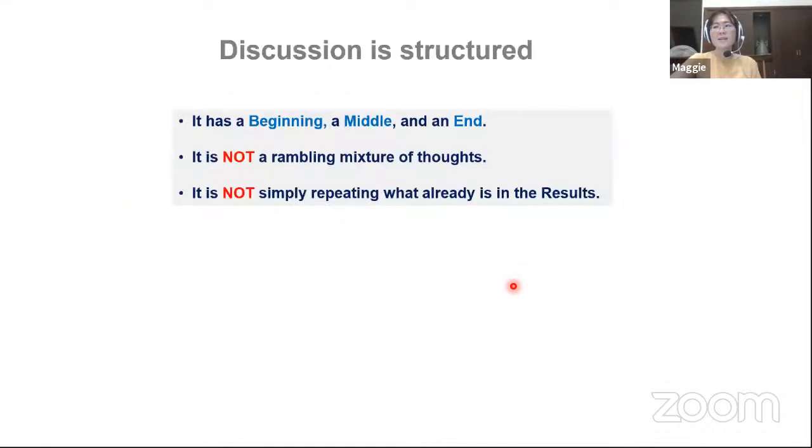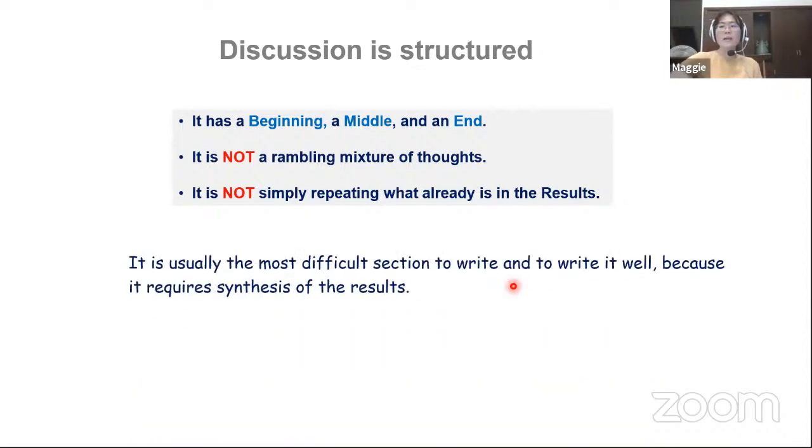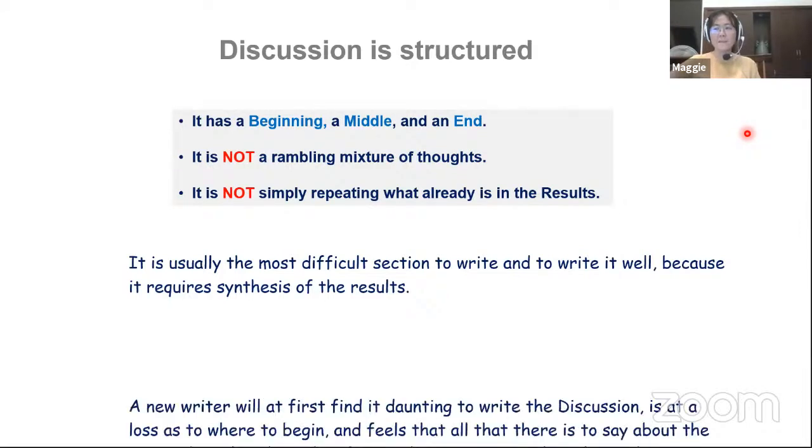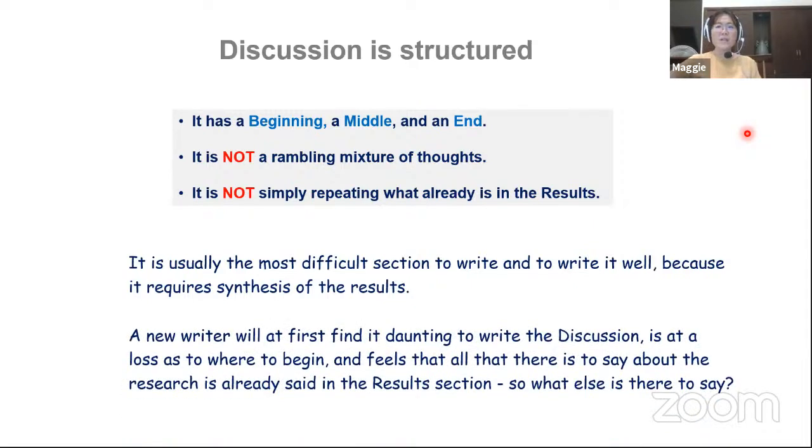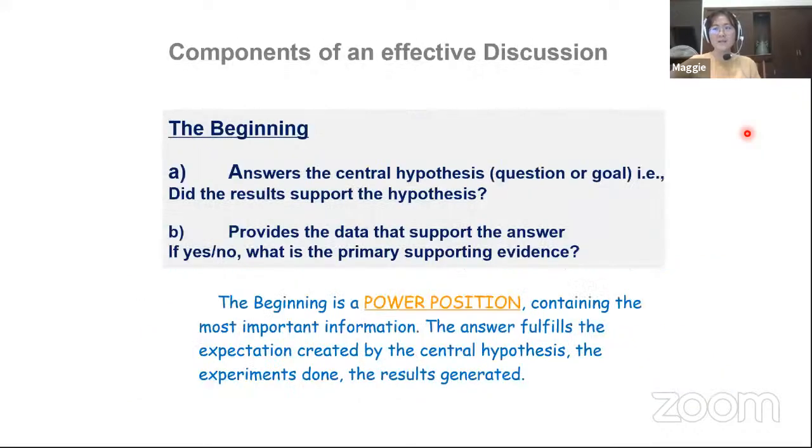So the discussion is structured. It has a beginning, a middle, and an end. It's not a rambling mixture of thoughts. It's not simply repeating what is already described in the results. So it is usually the most difficult section for writing. Usually, for myself, I leave the discussion to the end for writing. A new writer may find it difficult to write, but how to do that? Here, I give you some ideas.